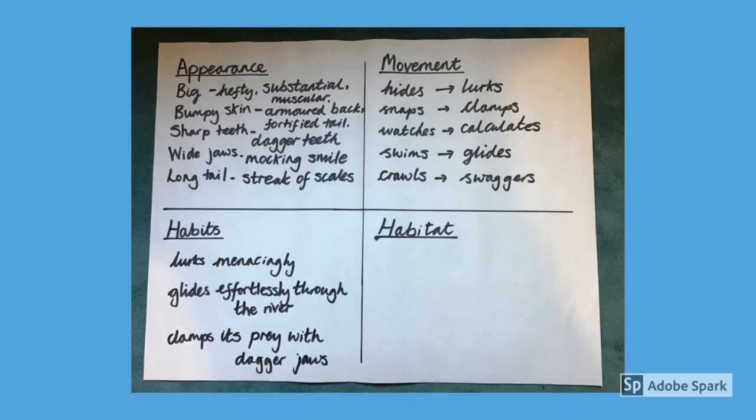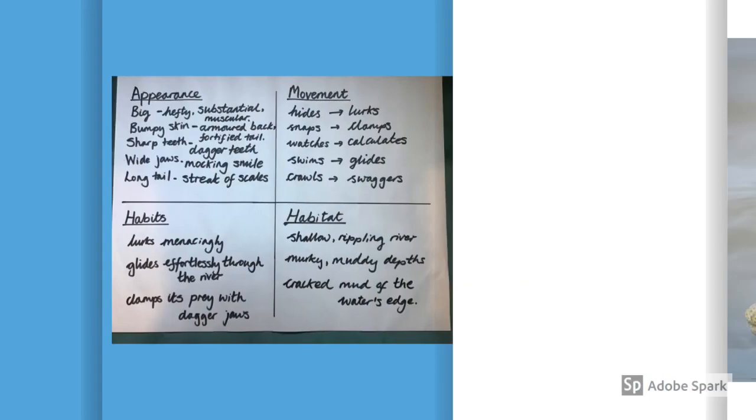Some of the ideas that I've come up with for my crocodile are that it lurks menacingly, that it glides effortlessly through the river, and that it clamps its prey with its dagger jaws. Finally, think about some words to describe the habitat where your animal might be found. You can use information that you've come up with in your research about your animal, but remember that you're trying to paint a picture to show what it would be like to be where you'd find that animal.